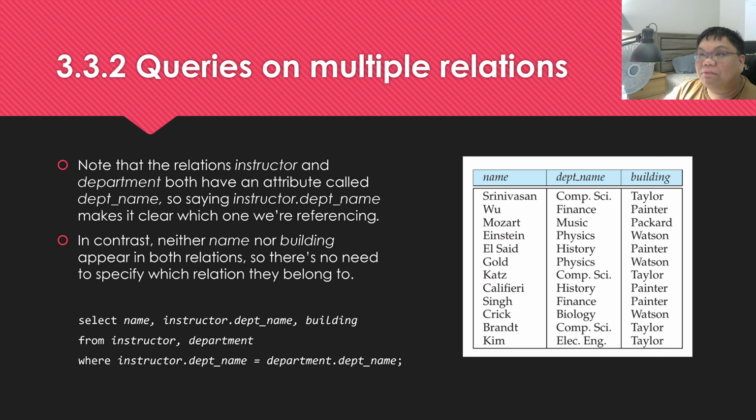In the case where we have 2 tables with the same attribute name, we have to disambiguate them by saying, in our case, instructor.department name, because both department and instructor have an attribute called department name. So by saying instructor.department name, we make it clear about which department name we're referencing. Name and building don't appear in both of the original tables of instructor and department, so we don't have to disambiguate them.